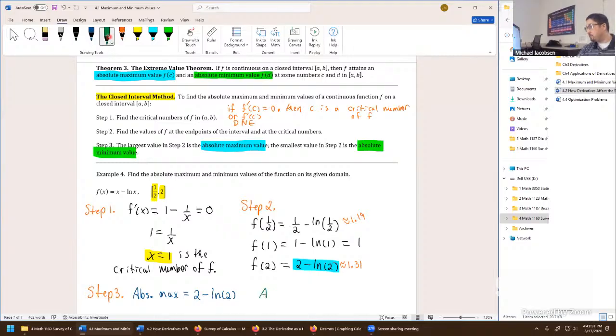And likewise, the absolute minimum is the smallest value, so it's not 1/2 minus natural log 1/2, because that came out smaller. The absolute minimum is 1.